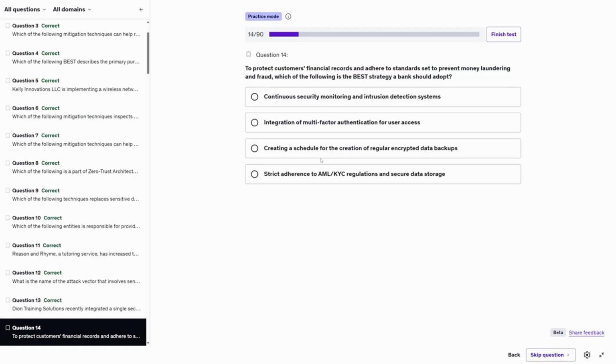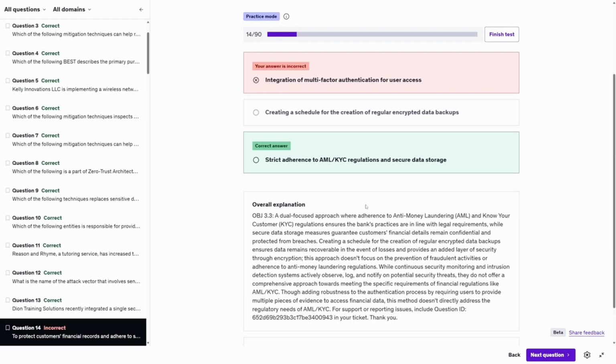All right, question 14. To protect customers' financial records and adhere to standards set to prevent money laundering and fraud, which of the following is the best strategy a bank should adopt? Okay, I'm actually unsure of this answer myself, so we're going to have to figure this one out together. I'm going to go with B, multi-factor authentication for user access. Okay, that one was actually incorrect.